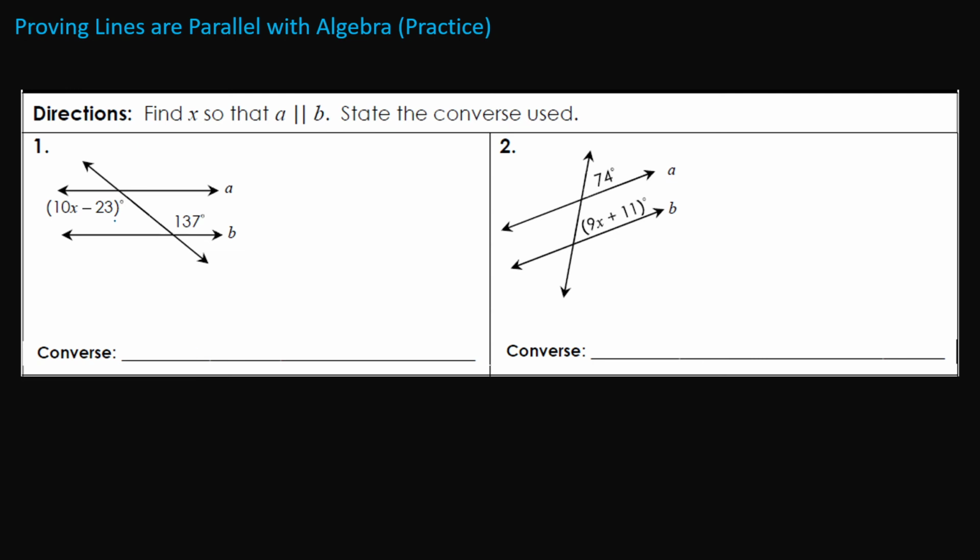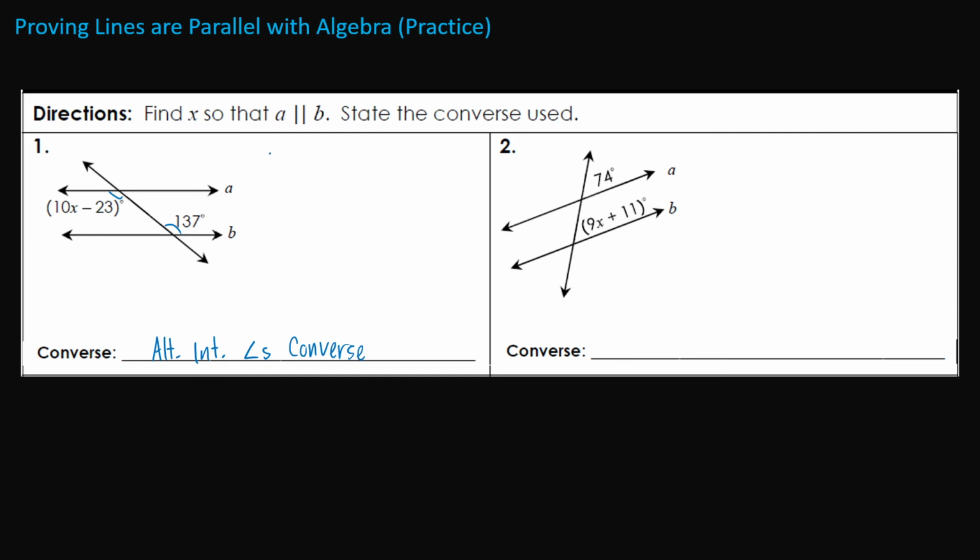So in problem number 1, I see this angle here is 10x minus 23 degrees. And I see its alternate interior angle pair is 37 degrees. Now, we can use the alternate interior angles converse to set these values equal to each other. If these values are equal, that means that line A is parallel to line B. So again, the converse was the alternate interior angles converse.